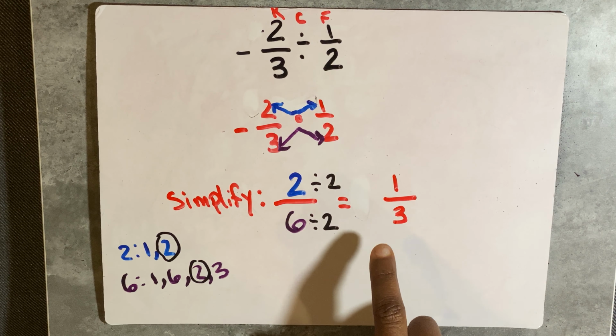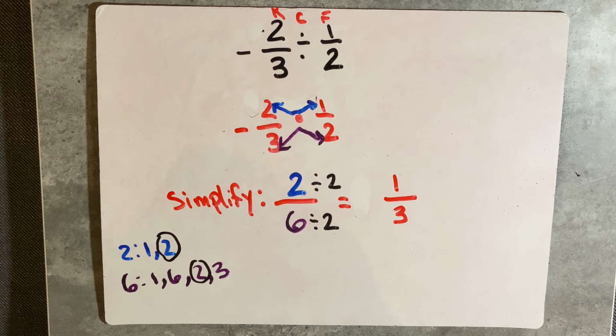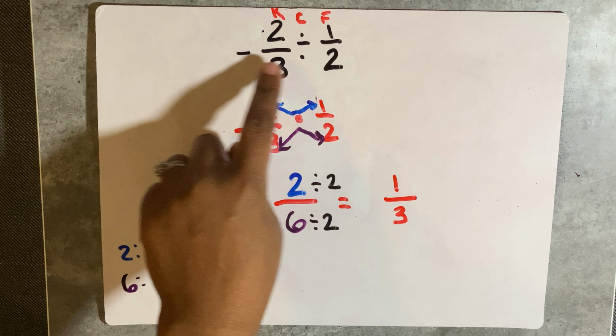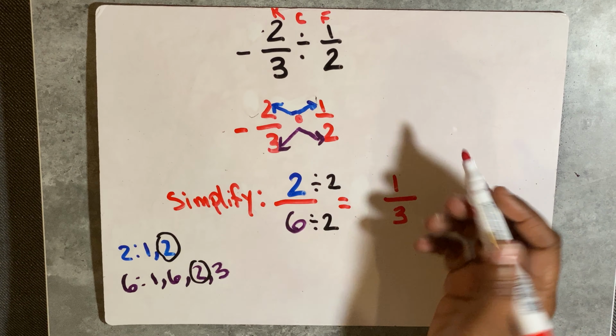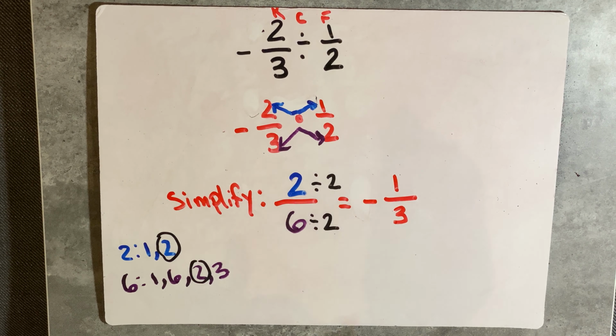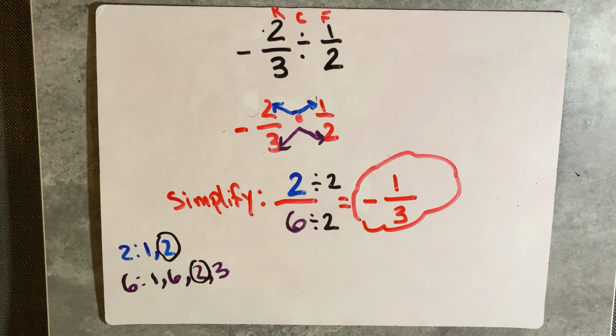Last step. Do not forget this last step. Go back to your original problem. A negative times a positive. A different sign. Different sign, negative answer. Different sign means a negative answer. Okay? Take a screenshot because I'm going to move on to mixed numbers.